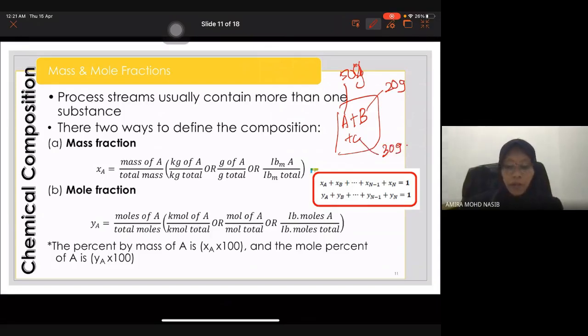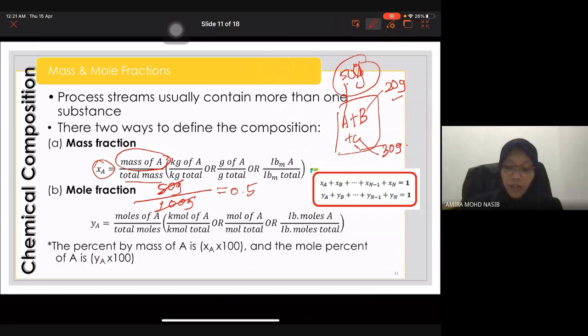Okay, how are you going to calculate the mass fraction of A? The mass of A is 50 gram, and the total mass is 50 gram plus 20 plus 30. So in total you have 100 gram. So what is the mass fraction of A? 0.5. That is the mass fraction of A.